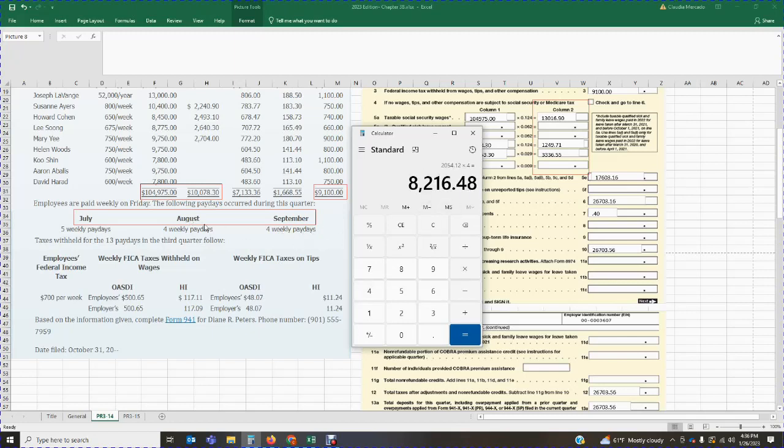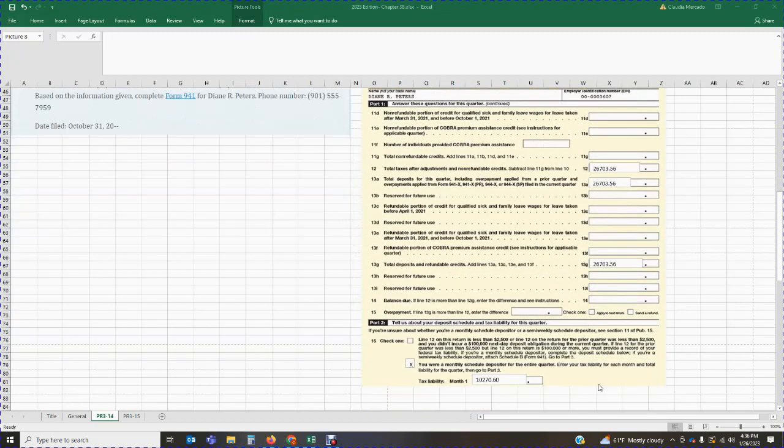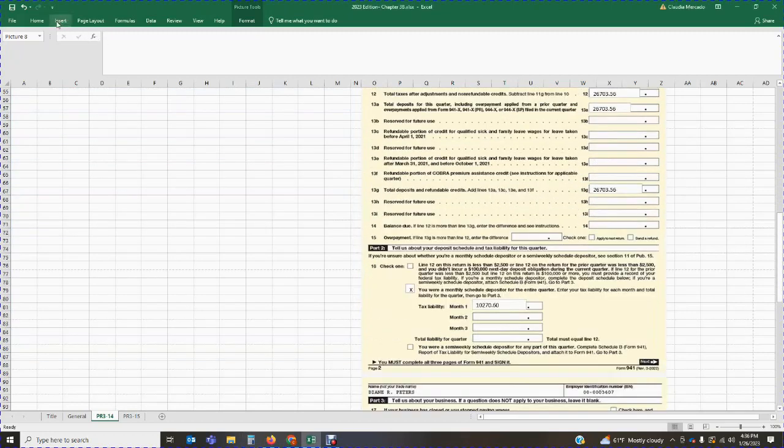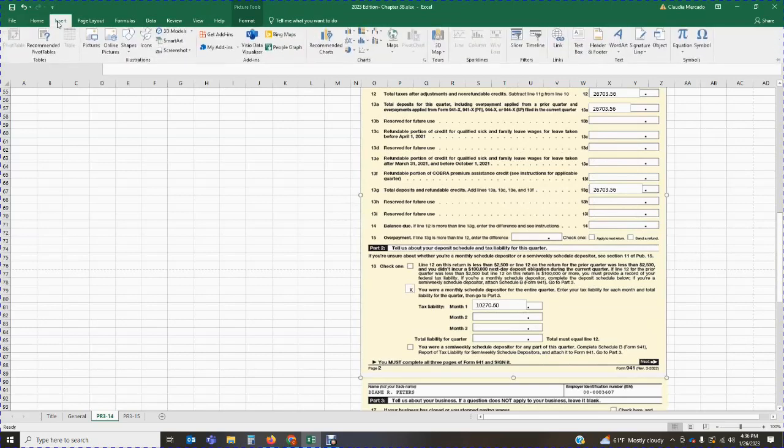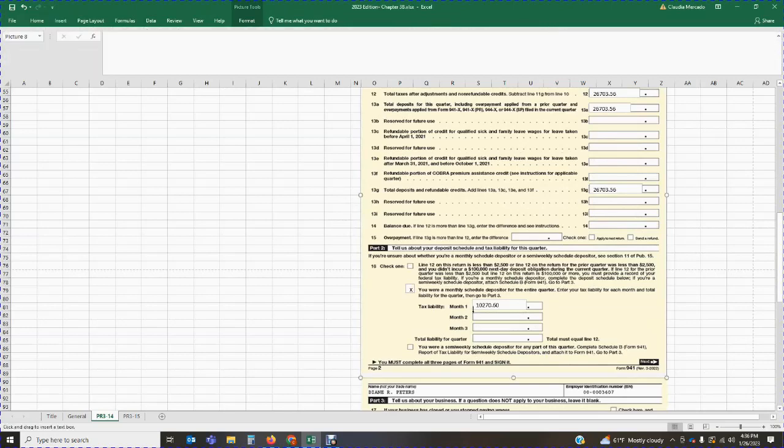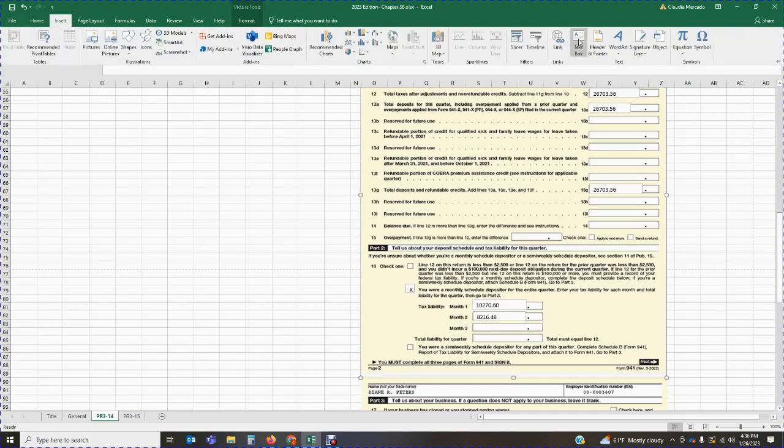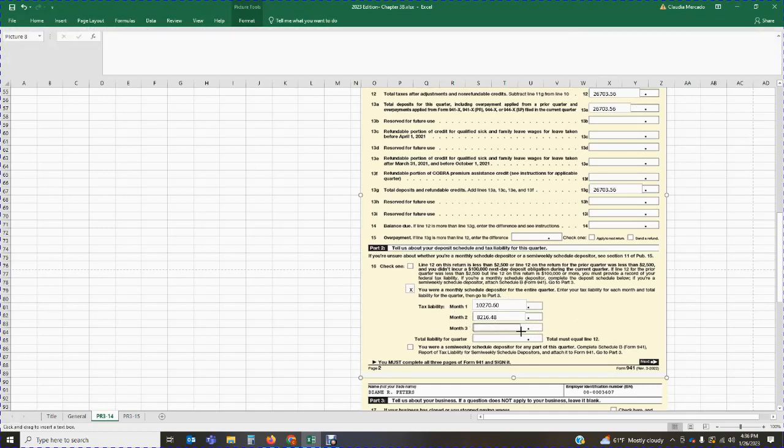And that is going to apply for both August and September because both of those months had 4 paydays. So both of those numbers are going to be the same. Let's go ahead and enter a text box. So we're going to have 8,216.48. And we're going to do the same thing for month 3 because we have 4 paydays in month 3. That'll be 8,216.48.